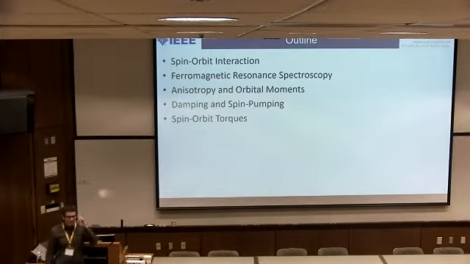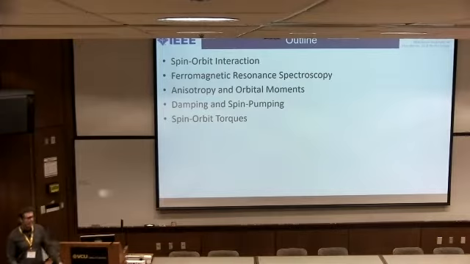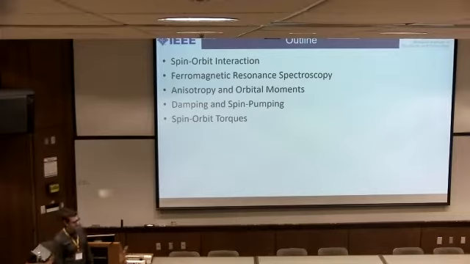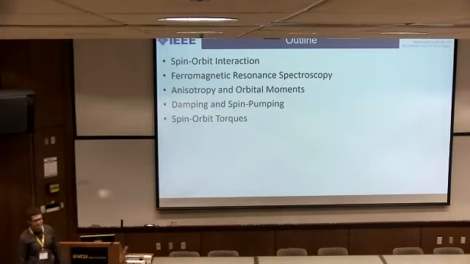So, a brief outline of my talk. Spin orbit is in the title, and ferromagnetic resonance spectroscopy is in the title. So I'll first give some brief introductions to those two topics. And then we'll get to the heart of the matter and apply this technique to understand anisotropy and orbital moments in materials. Specifically, we're going to be focusing on thin films for this talk. Then we're going to talk about damping and relaxation processes and spin pumping or spin current generation. And then finally, we'll be applying this to understand and quantify spin orbit torques in thin films.